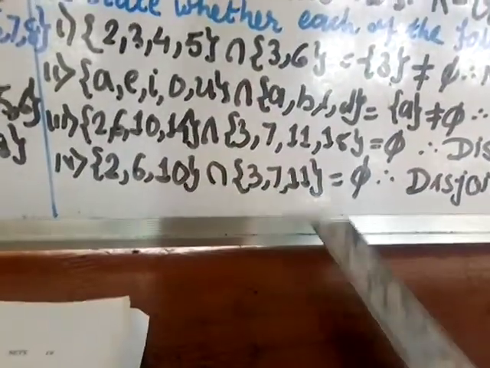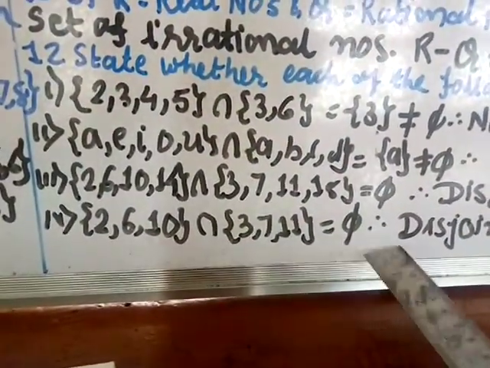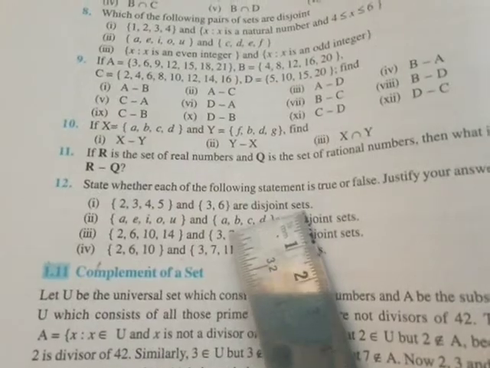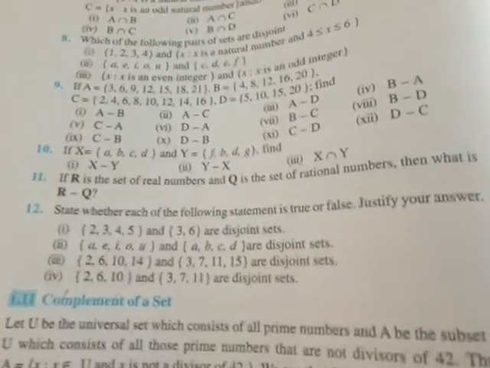4, 2, 6, 10 and 3, 7, 11 are disjoint sets. So I find the intersection and we can see there is no common element in these two. So it is equal to phi. That means it is disjoint. That means this question is true. Okay, so the first two are false and the last two are true.